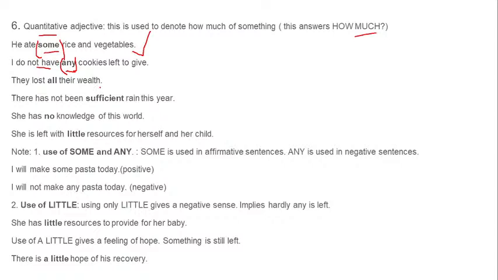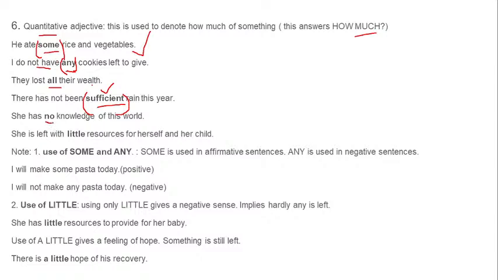Now with these examples: they lost all their wealth. So how much wealth did they lose? They lost all their wealth. So it gives you an idea of the quantity of the wealth. There has not been sufficient rain this year. Again, sufficient is a quantitative adjective giving you an idea of how much rain, which is not sufficient this year. Sufficient is a quantitative adjective.